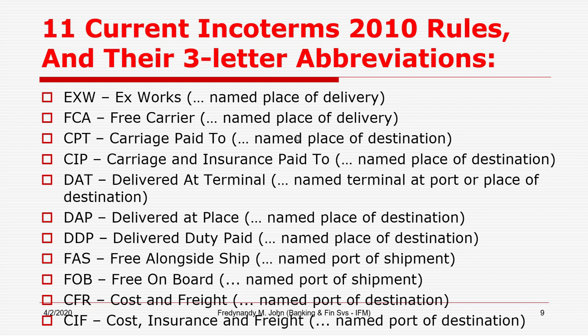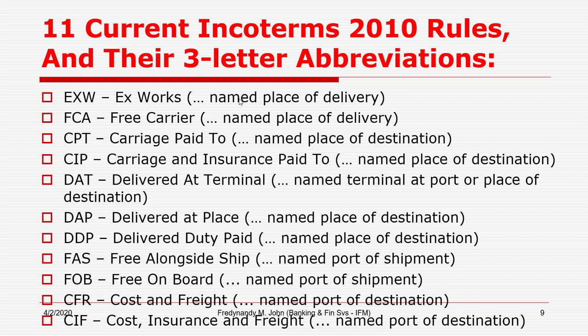Now, I'm going to need you to focus your attention on the words in parentheses. Look at the Incoterms EXW and Free Carrier. The words in parentheses read named place of delivery for both of them. Again, focus your attention on the Incoterms CPT, CIP, CFR, and CIF. The words in parentheses read named place of destination, and as for these two, named port of destination. So, what is the meaning of this?